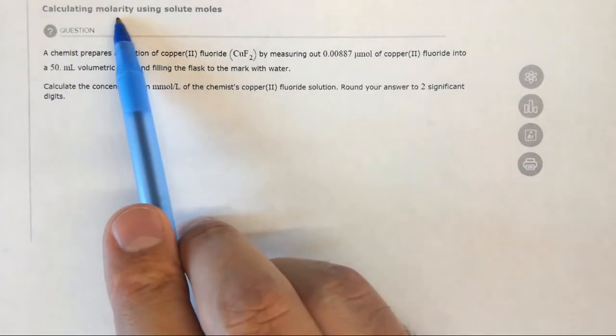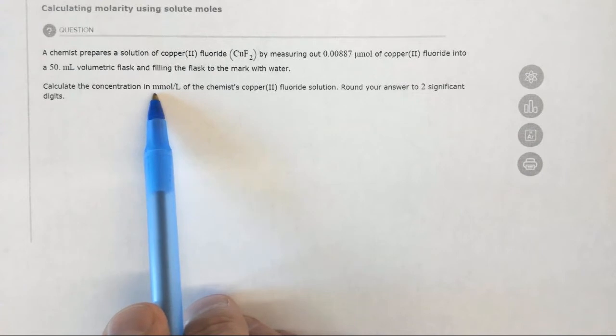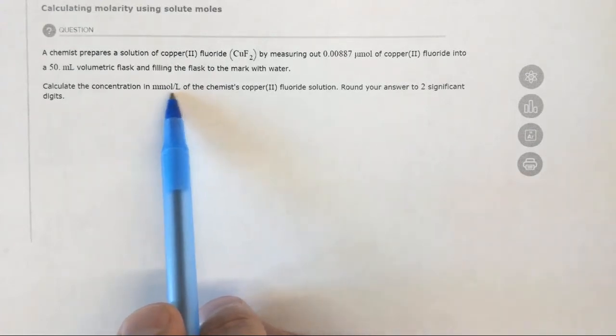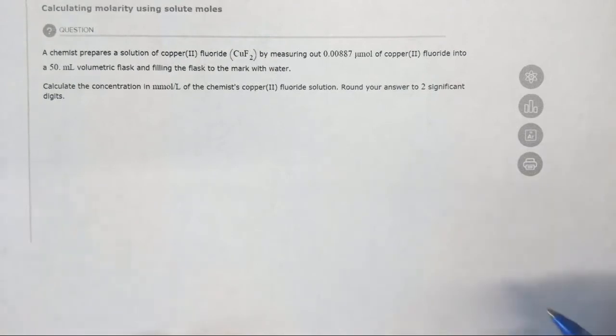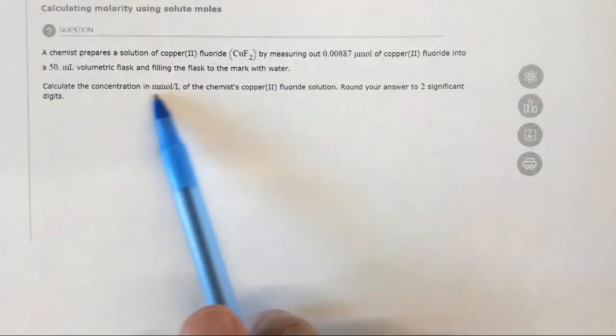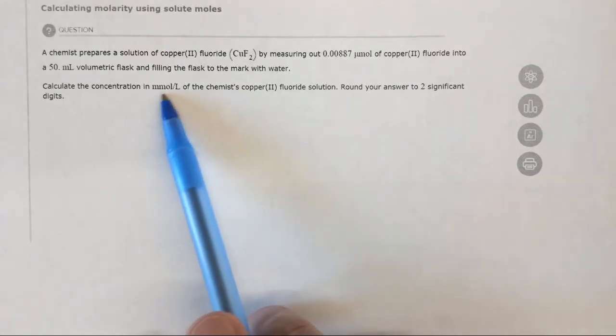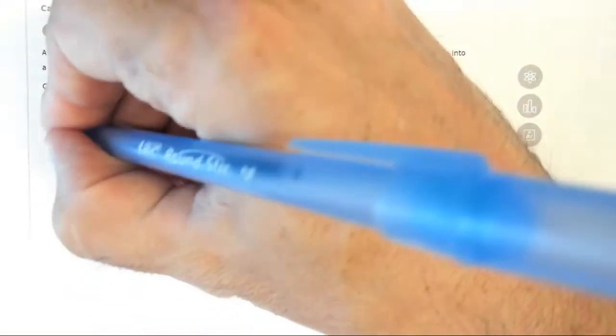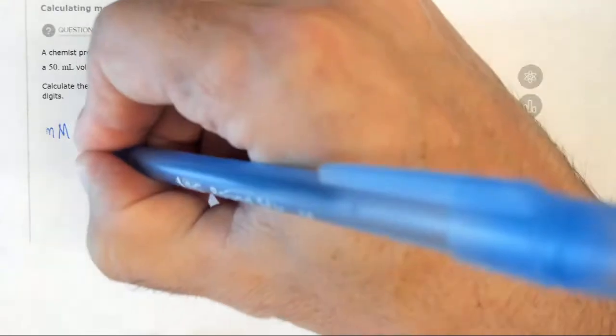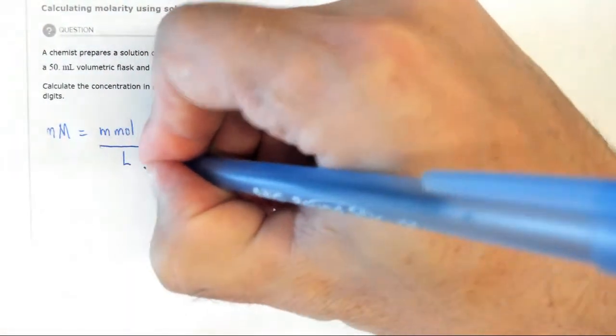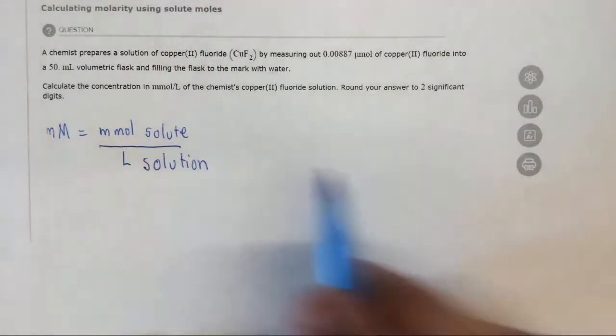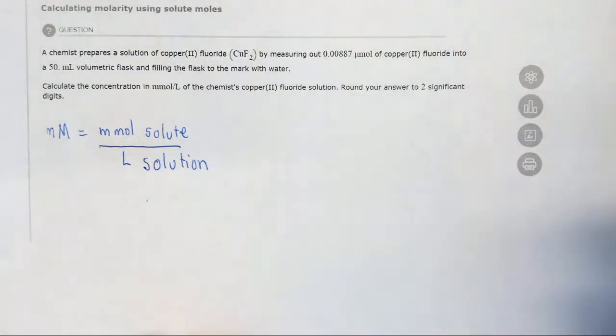So when it says calculating molarity, what it actually wants us to calculate is millimolarity, because this is millimoles per liter. And that's not really a big deal, but we do need to just be conscious of the fact that we're not trying to actually calculate molarity. So molarity is moles of solute per liter of solution. So millimolarity equals millimoles solute per liter solution, which is exactly what they ask us to find, millimoles per liter.